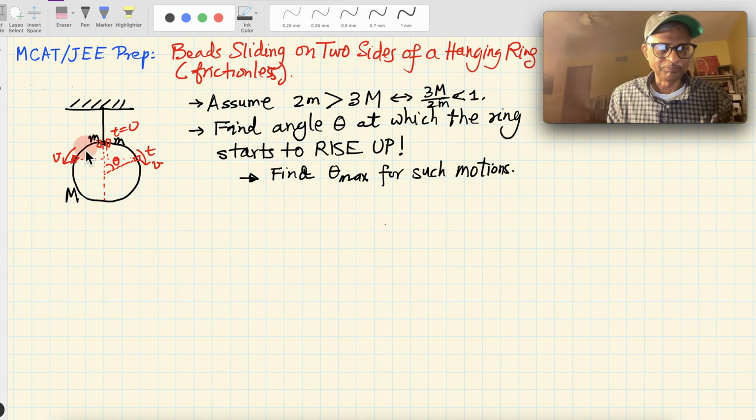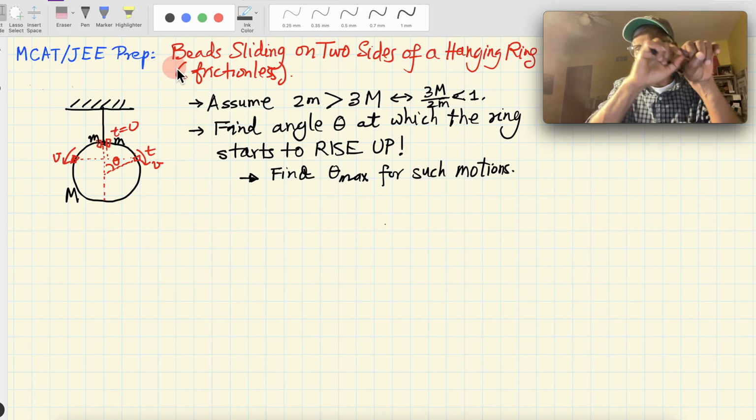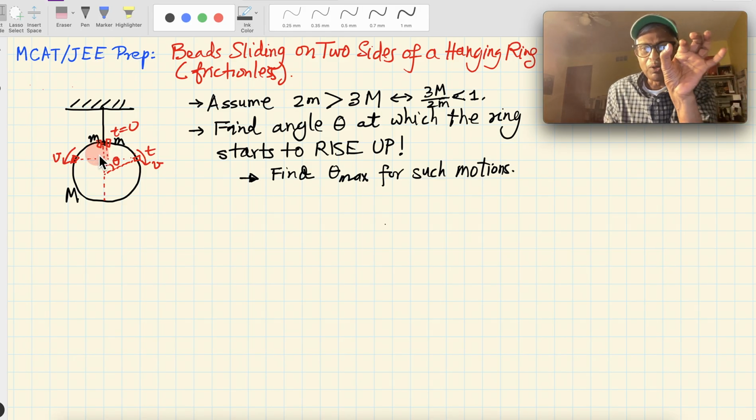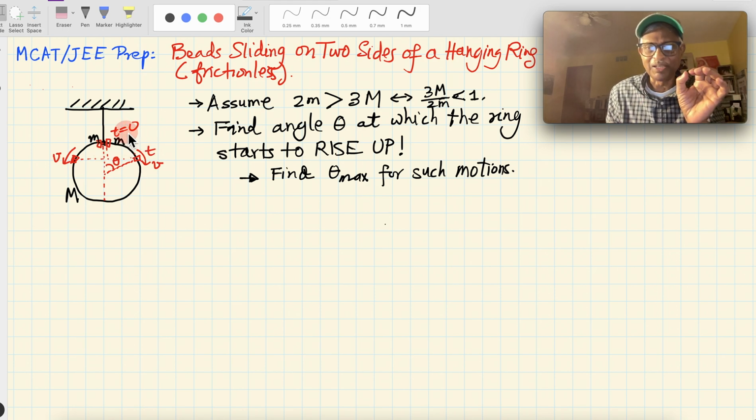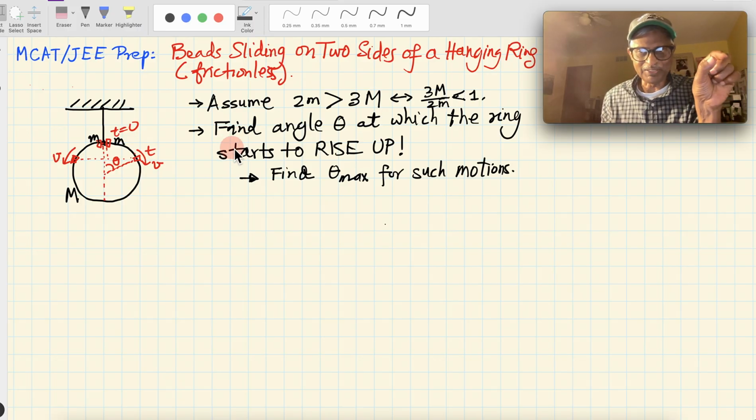So here is a ring of mass capital M, and there are two little rings on the ring. You can say beads with holes which can slide on the ring, and their masses are little m's, and they're sitting over there at t equals 0. Because it's frictionless, you're holding them, and you let go at t equals 0. That's not described in the problem, but you have to imagine that you hold it and then let go.